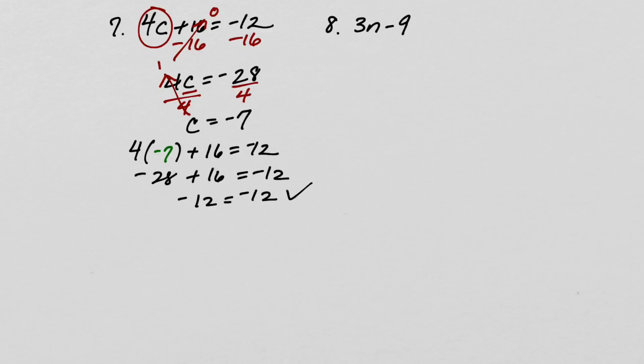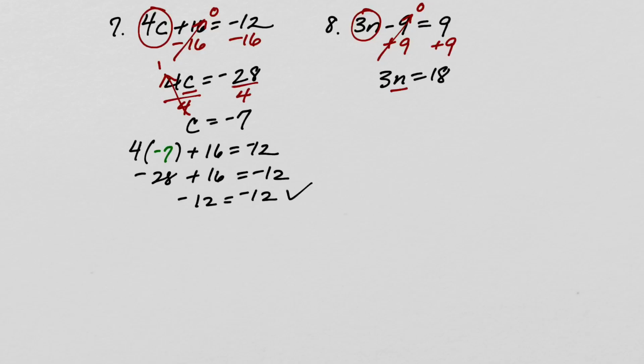3n minus 9 equals 9. Circle our variable term, 3n. How do I get rid of a minus 9? Well, I'm going to do its opposite, so I'm going to add 9. Negative 9 plus 9 will add to 0. All right, when I simplify, I'm going to get 3n equals 18.